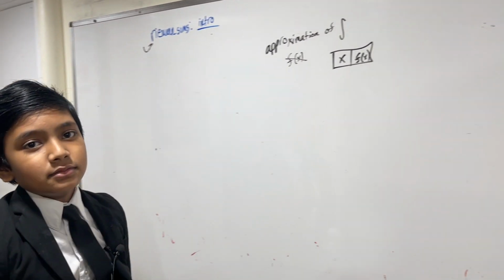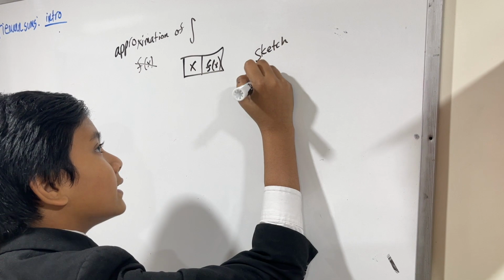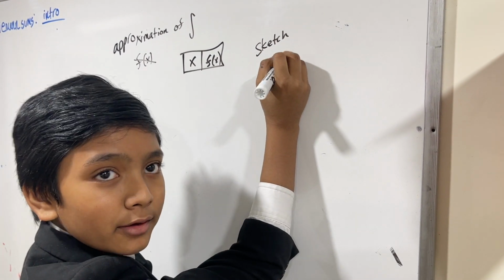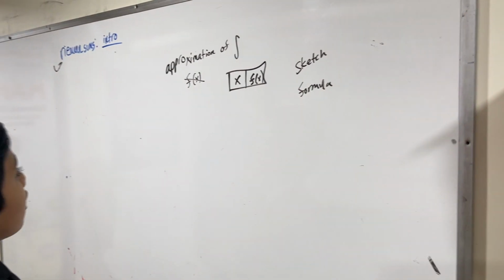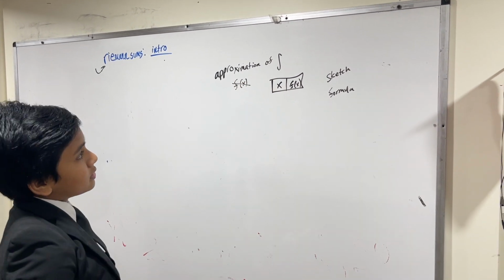Now, Riemann sums can be done in two ways: the sketch, which is the boring way, and the formula, which is also the boring way. So, what does that mean? Well, what do we mean by approximation of integrals?